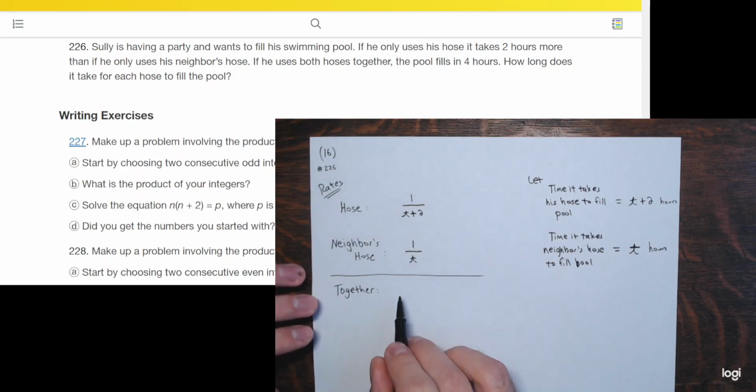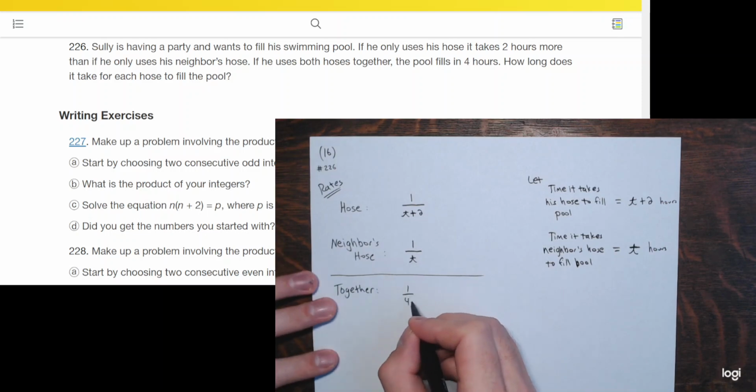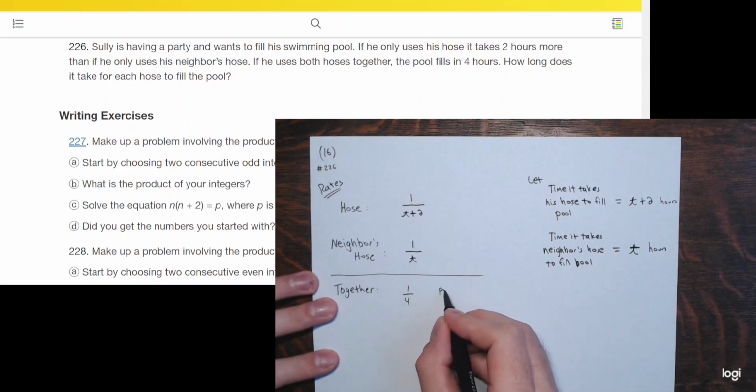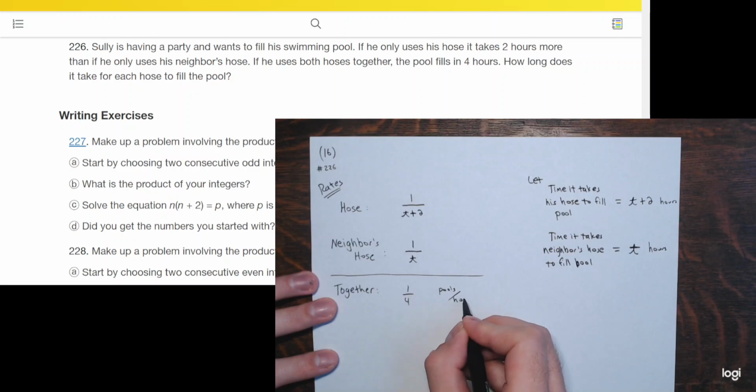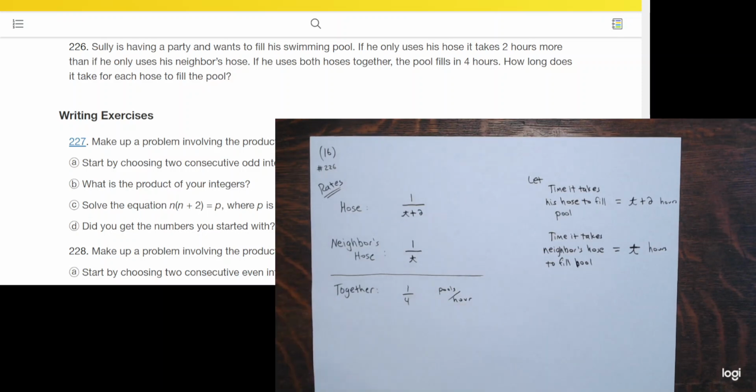And then the hoses together fill it in 4 hours. So that means they fill 1/4 of a pool per hour. Right? This is pools per hour. All these rates here. And again, the key is that the sum of the individuals' rates of work is equal to the rate that they would work together. All right, and that's where the equation is going to come from.